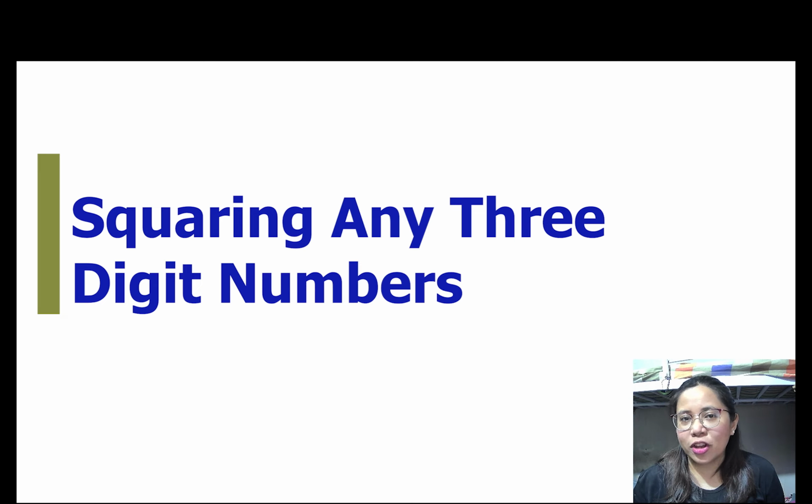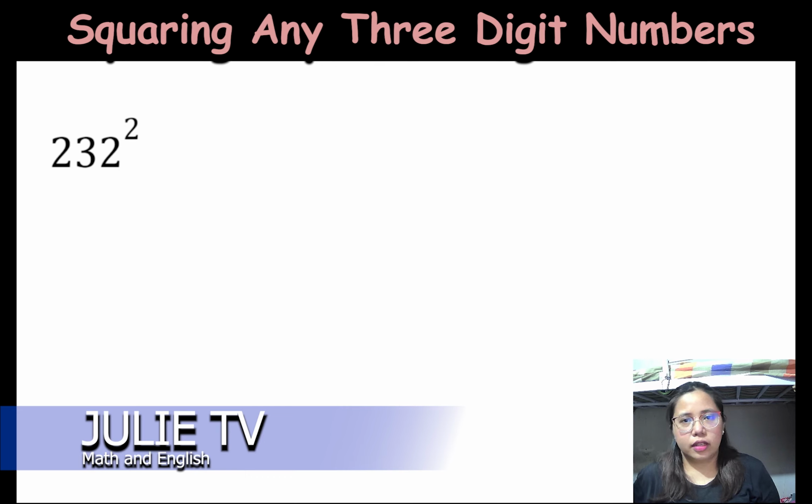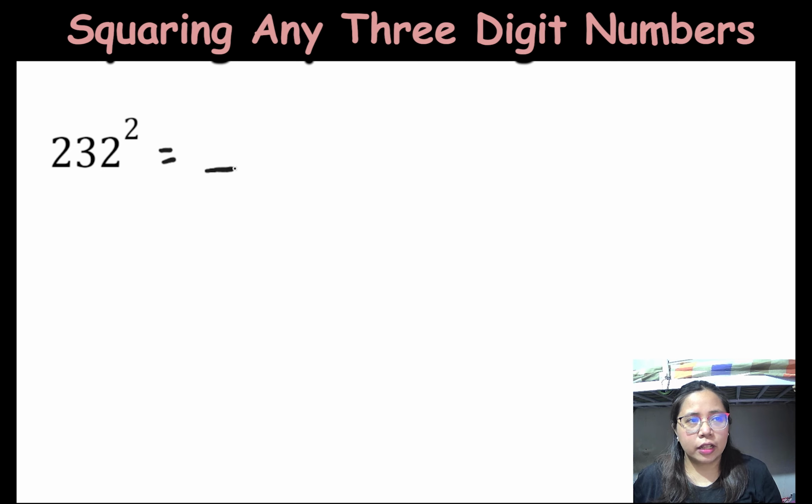Ituturo ko naman sa inyo ngayon ang tips and tricks on getting the square of any 3-digit numbers. Okay. So first example, we have 232 square. Isa-solve natin yan. Una, maglagay tayo ng tatlong linya. Tapos, hatiin natin yung given natin sa dalawang parts. Yung first part is yung ating first digit, that's 2. And yung ating second part is the second and the third digit, and that is 32.